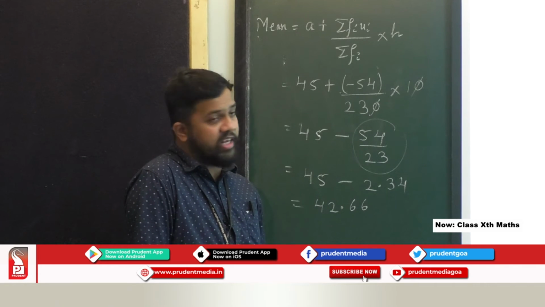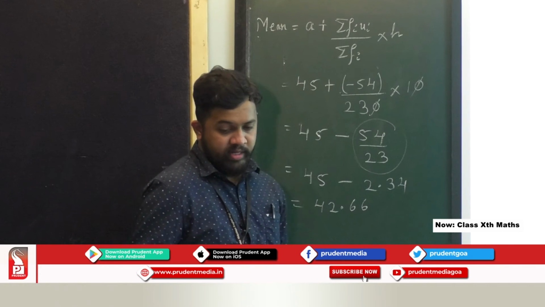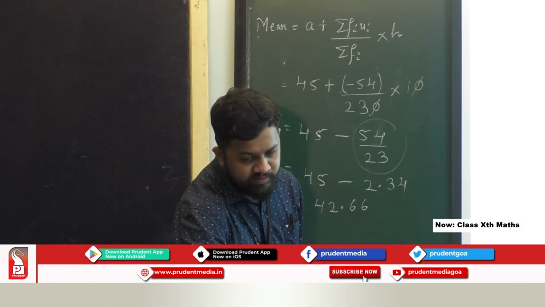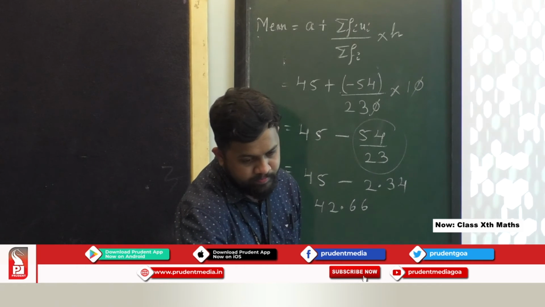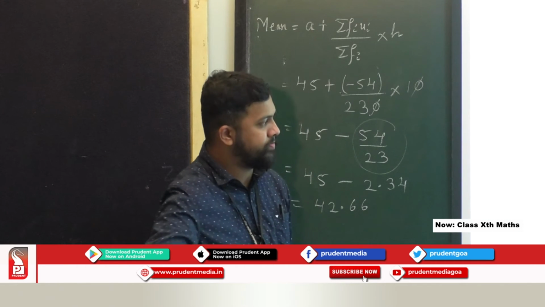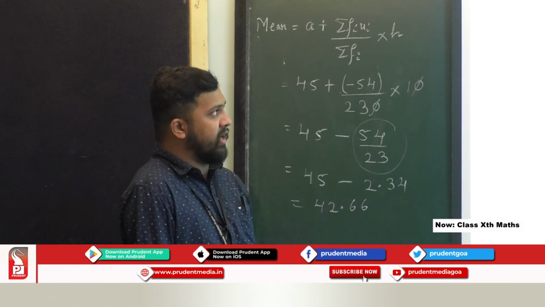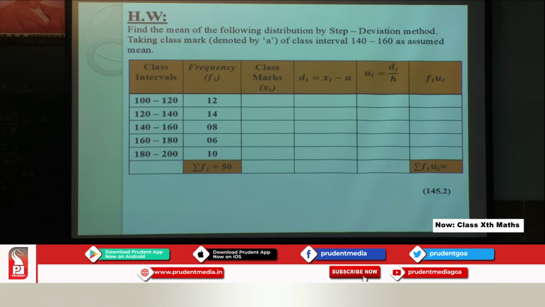So hope you are clear with the step deviation method. Problem for homework. Okay, so you can find out the mean by using the step deviation method. You have to take the assumed mean of the class interval 140 to 160.